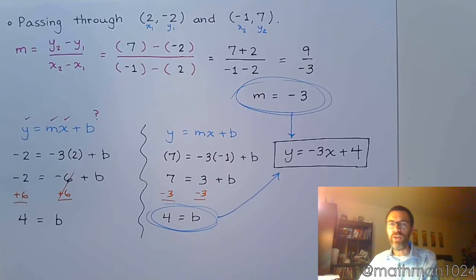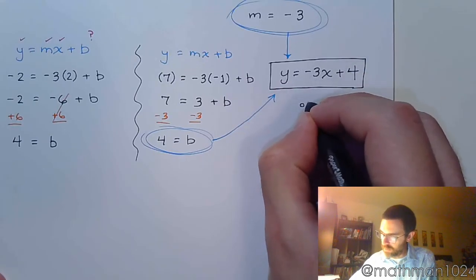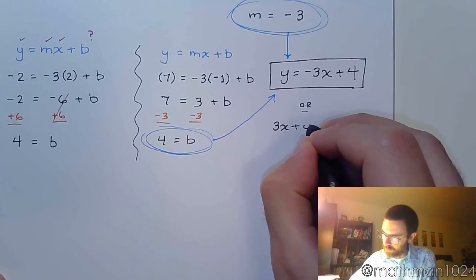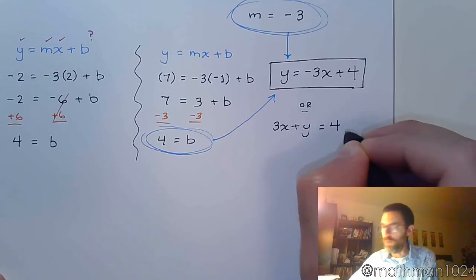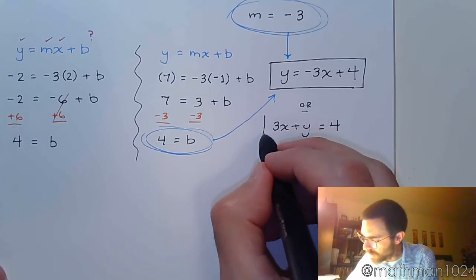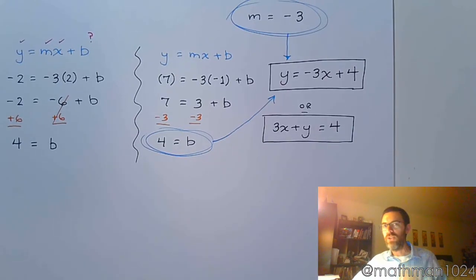If you want to put this in standard form, you just need to move the 3x to the other side. So that becomes a +3x plus y equals 4. There aren't any fractions. The leading coefficient is positive. So everything about that guy is just fine.